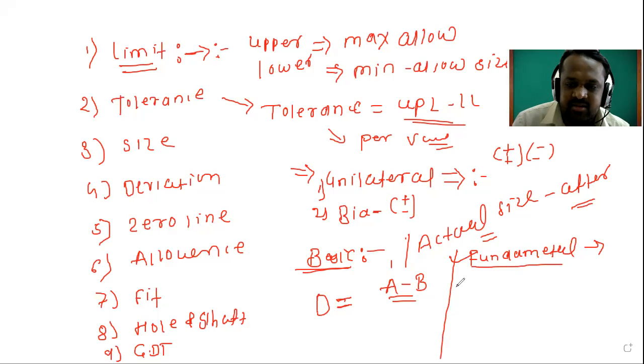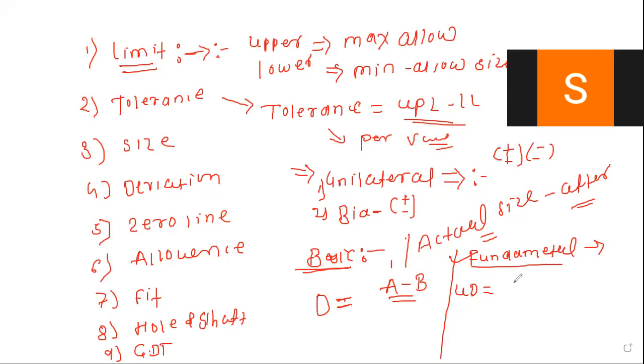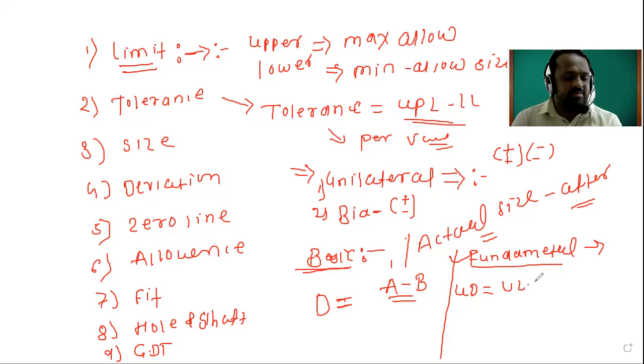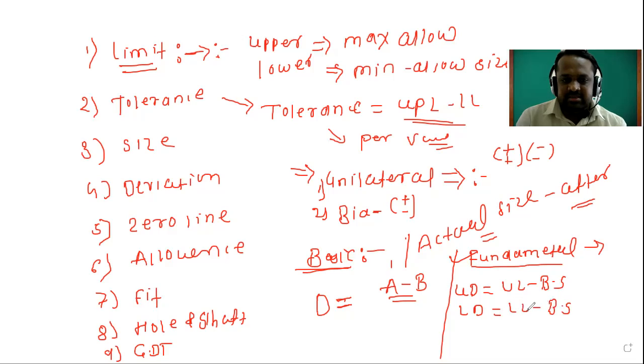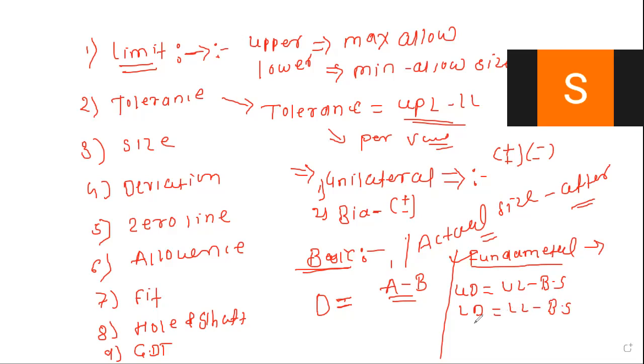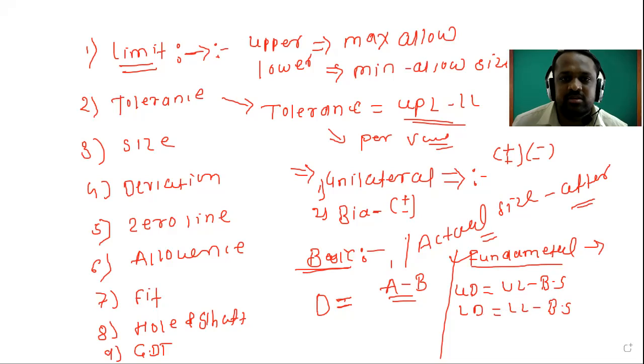Okay, then what is meant by the upper deviation? Upper limit minus basic size. And what is the lower deviation? Lower limit minus basic size. Okay, then the next is, what is meant by the allowance?